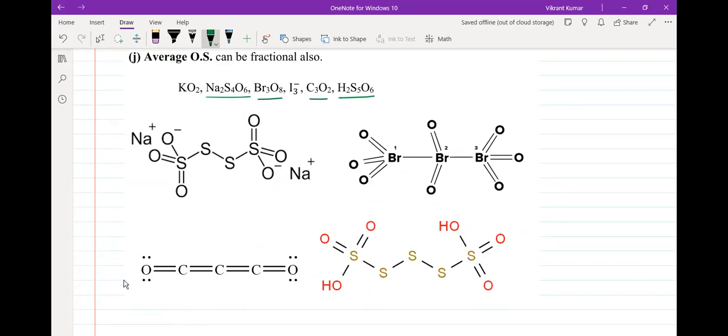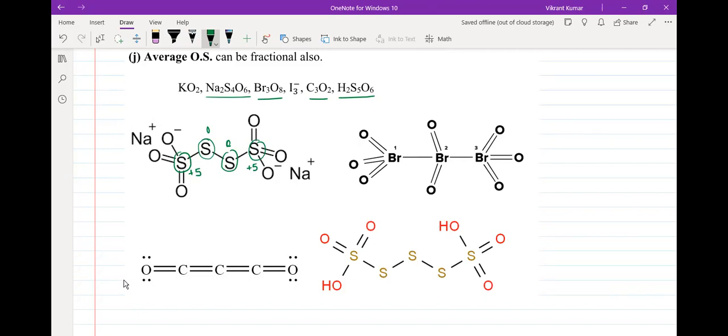If you see, ये सल्फर को कितना मिलेगा बताओ जरा. 0. 0 ना. इस सल्फर को 0. What about this sulfur? +5. What about this sulfur? +5. So if we have been asked how many atoms are in 0 oxidation state, we'll say 2. If they are asking what are the oxidation states of sulfur in Na2S4O6, we'll say +5, 0, 0, +5.